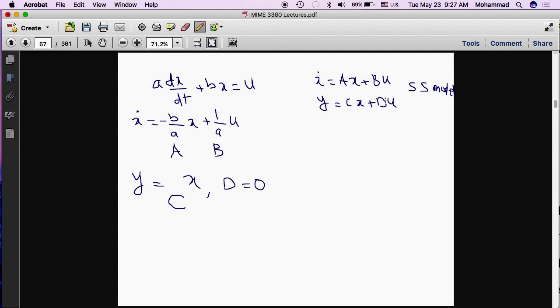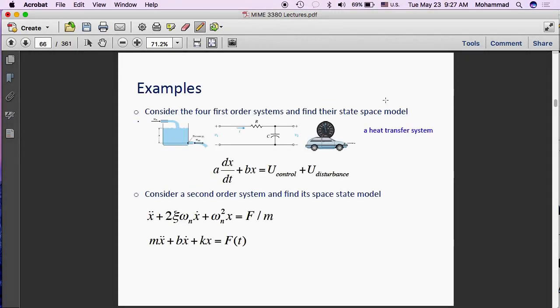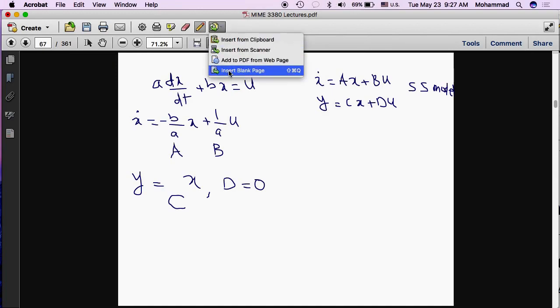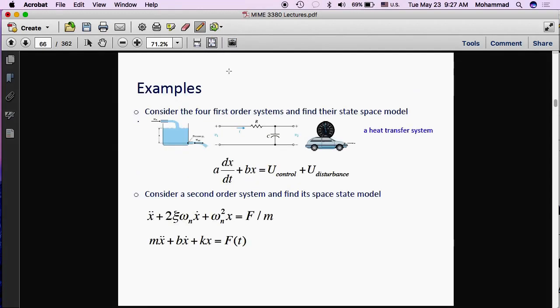Okay? So this was a very trivial question. Because of that, probably it was a bit challenging. So let's go ahead and look at a second order differential equation. So our second example is this.